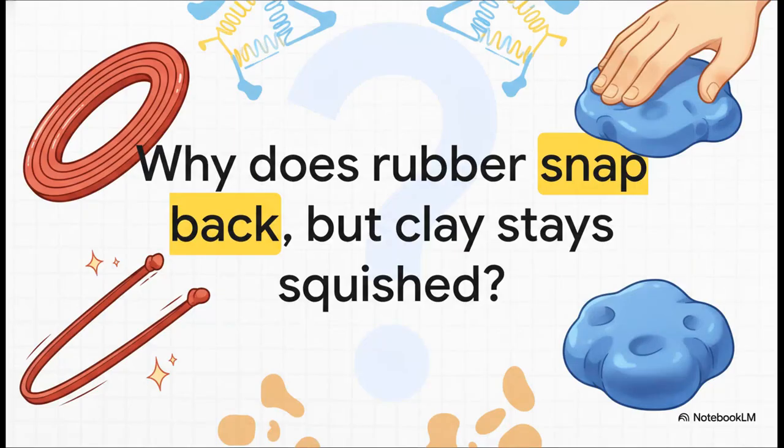It really all starts with a question you've probably had since you were a kid. You pull a rubber band, it stretches out, you let go, and boom, it snaps right back. But then you take a piece of modeling clay, you squish it, and it just stays that way. What is going on there? Why are they so completely different?